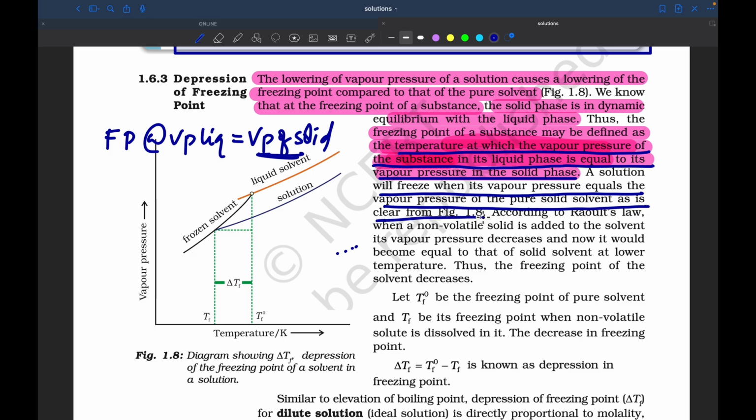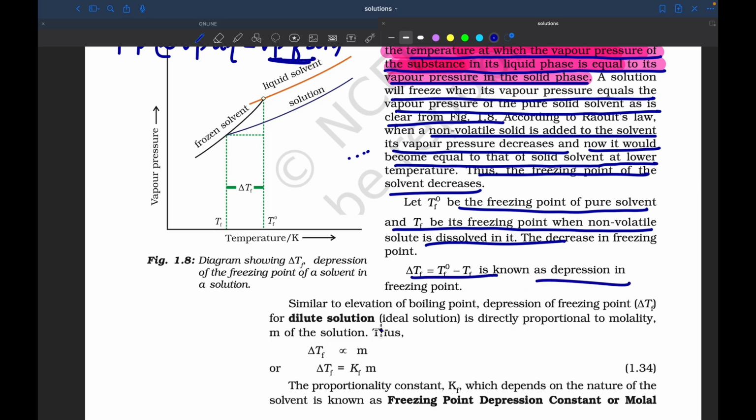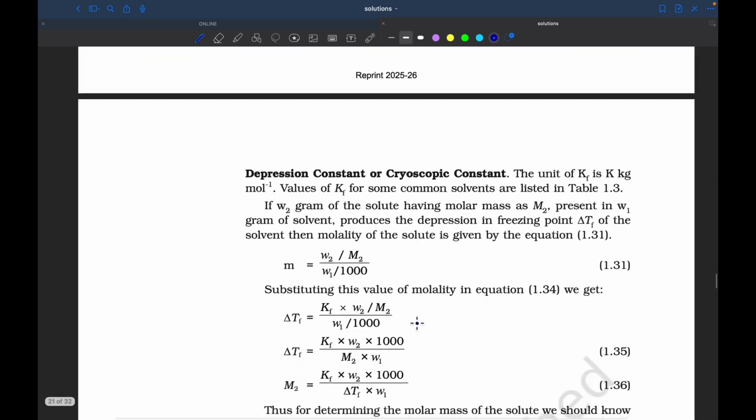as is clear from figure 1.8. According to Raoult's law, when a non-volatile solute is added to a solvent, its vapor pressure decreases and now it would become equal to that of the solid solvent at a lower temperature. Thus the freezing point of the solvent is decreased. Let Tf naught be the freezing point of the pure solvent, and Tf the freezing point of the solution with the non-volatile solute. So delta Tf is known as the depression in freezing point, and this is the formula.